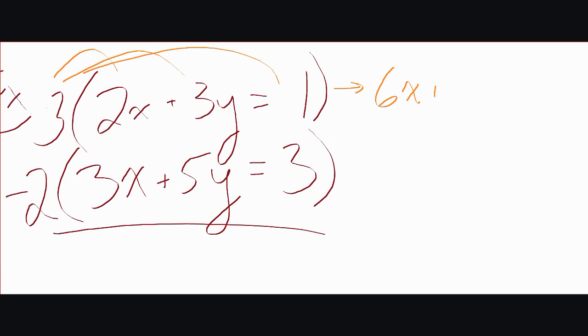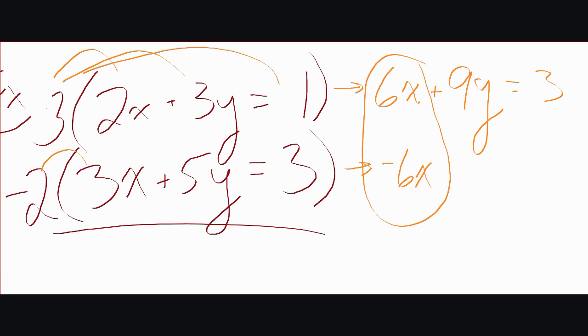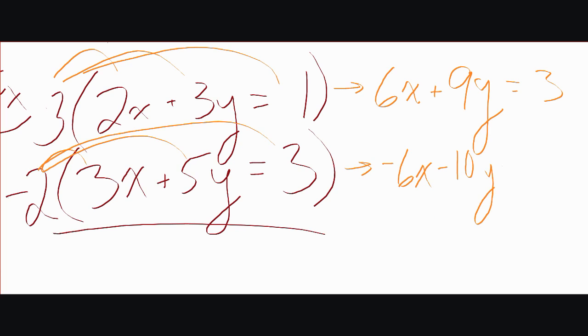3 times 3y gives me positive 9y. 3 times 1 gives me 3. The second equation, negative 2 times positive 3x gives me negative 6x. There's that opposites that I want there, the opposite coefficients. And then negative 2 times 5y gives me negative 10y. And then negative 2 times 3 gives me a negative 6.